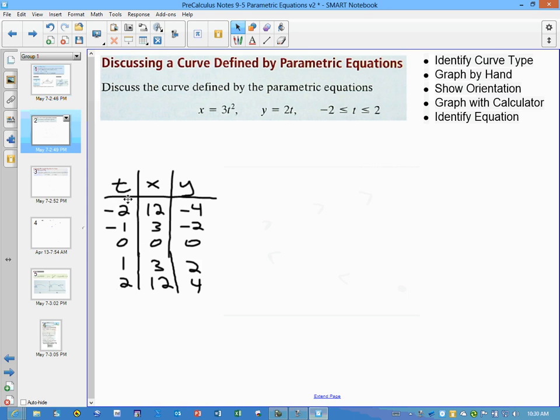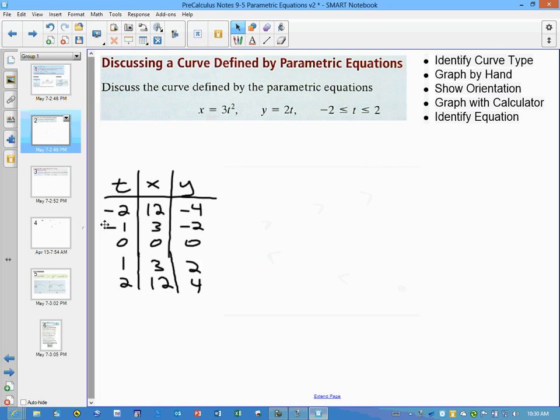So starting out with the -2, I substitute that into the x equation. -2 squared is 4, 4 times 3 is 12, so x is 12 when t is -2. Now in the y equation I also substitute -2. -2 times 2 is -4, so y is -4 when t is -2. So now the interpretation here is at time -2, these are the coordinates of whatever this is tracking. Might be a particle, and for our uses now, we'll call it a particle. So this particle is at these coordinates at this time.